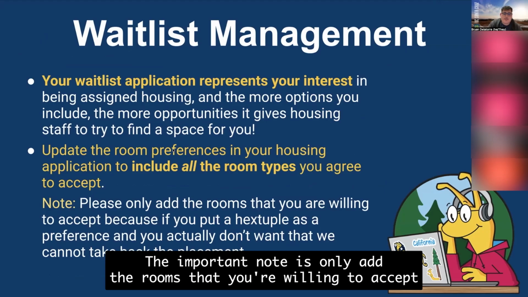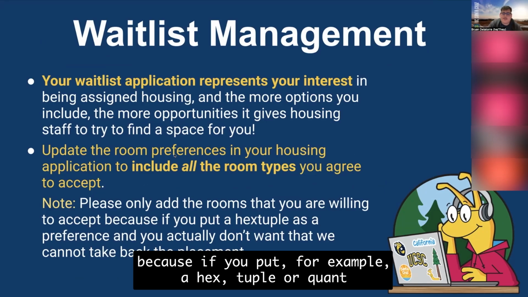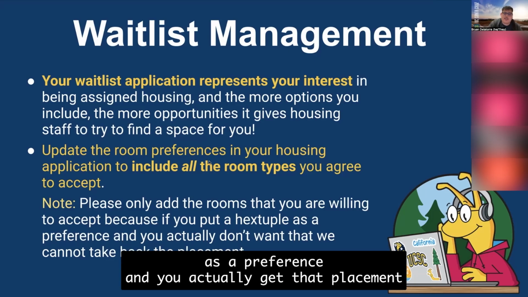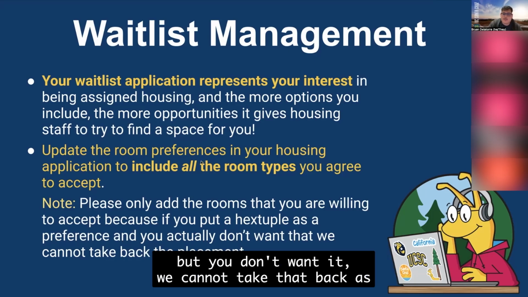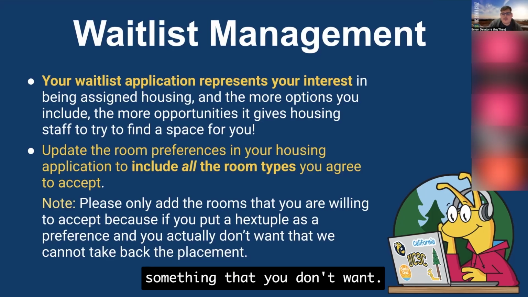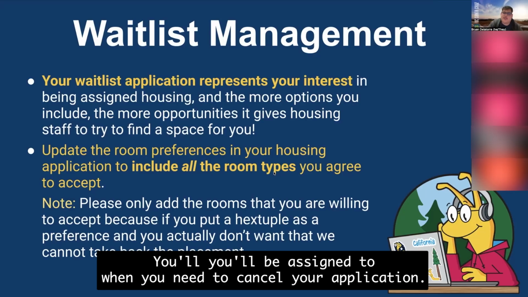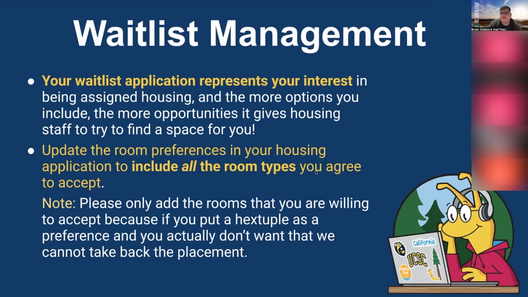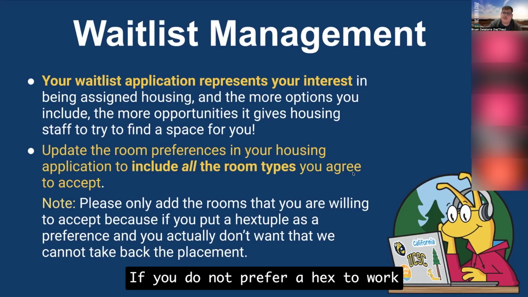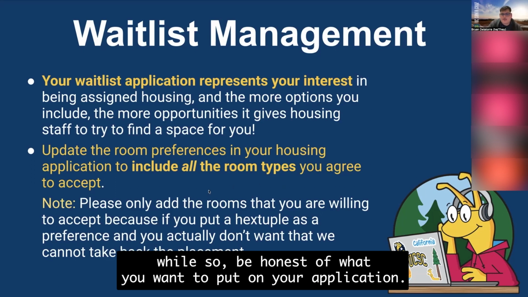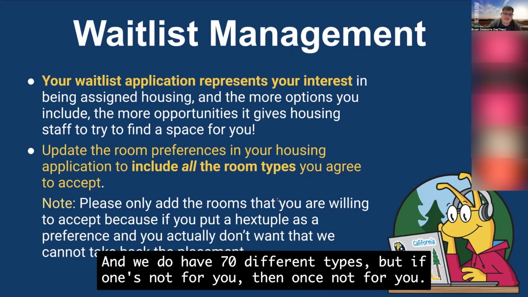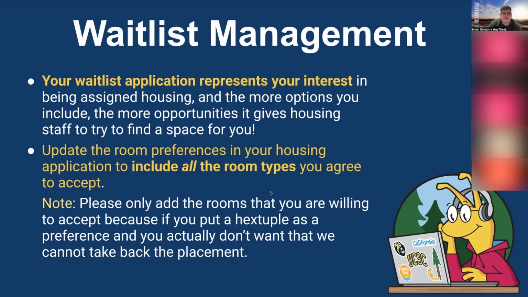An important note is only add the rooms that you're willing to accept, because if you put, for example, a hextuple or a quint as a preference and you actually get that placement, but you don't want it, we cannot take that back as something that you don't want. You'll be assigned to it and you'll need to cancel your application if you do not prefer a hextuple or a quint. So be honest of what you want to put on your application. We do have 70 different types, but if one's not for you, then one's not for you.